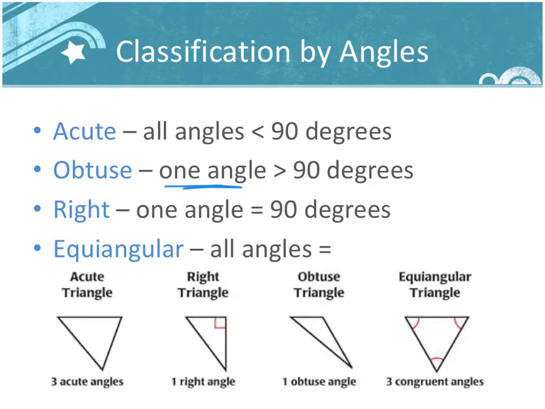A right triangle means that there is one angle that measures exactly 90. And then equiangular means all three angles have the same number. Now, we're going to be learning the theorem, and it's called the Triangle Sum Theorem. And you probably have already heard that the three angles of a triangle always add up to be 180 degrees. So if all three angles are the same, all I need to do is take that 180, divide it by 3, and then each angle in my equiangular triangle will be 60 degrees.